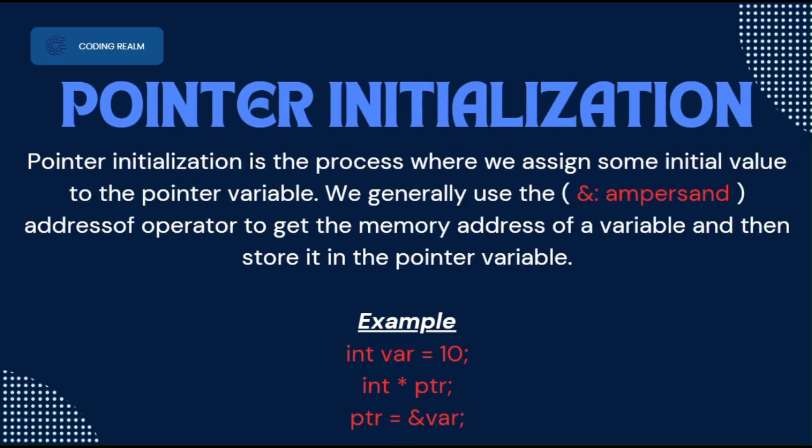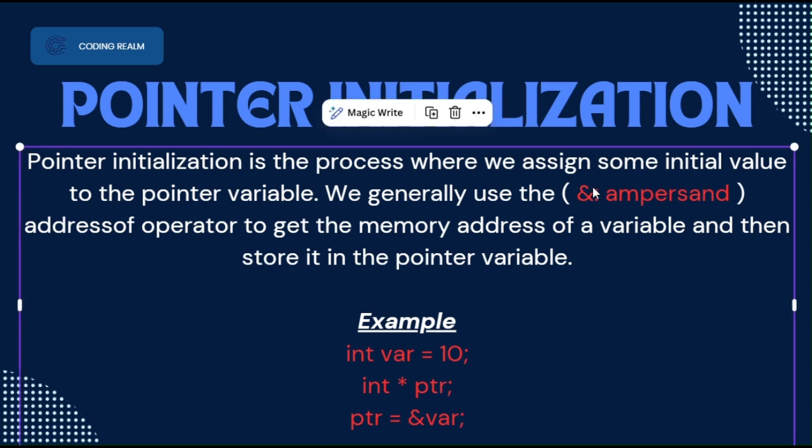Second, let's go to pointer initialization. Pointer initialization is the process where we assign some initial value to the pointer variable. We generally use the ampersand, or the and operator, the address-of operator, to get the memory address of a variable and then store it in the pointer variable.